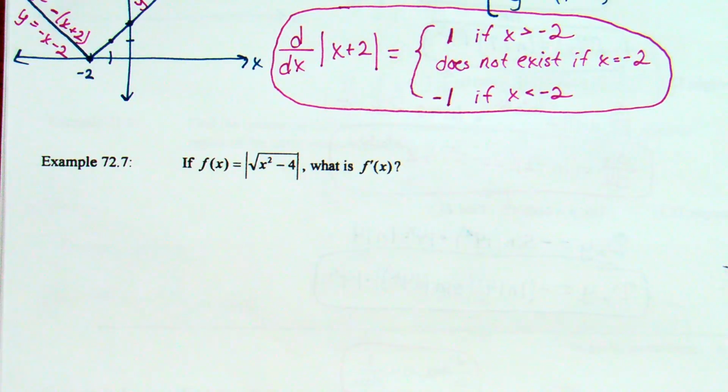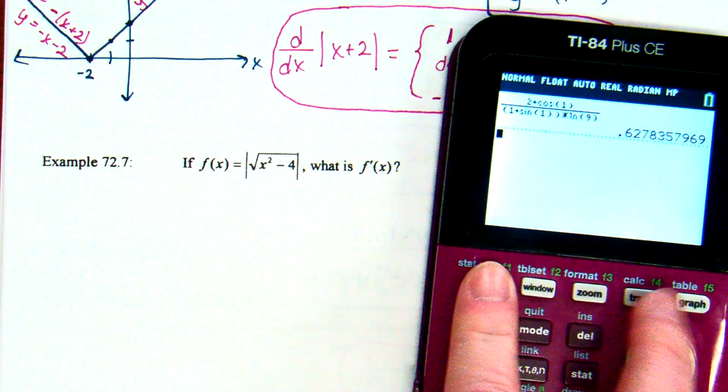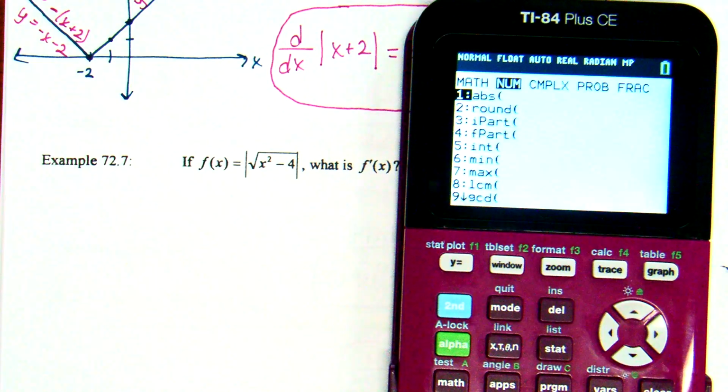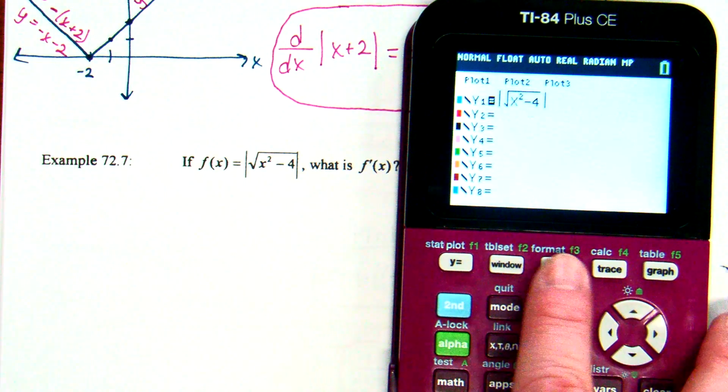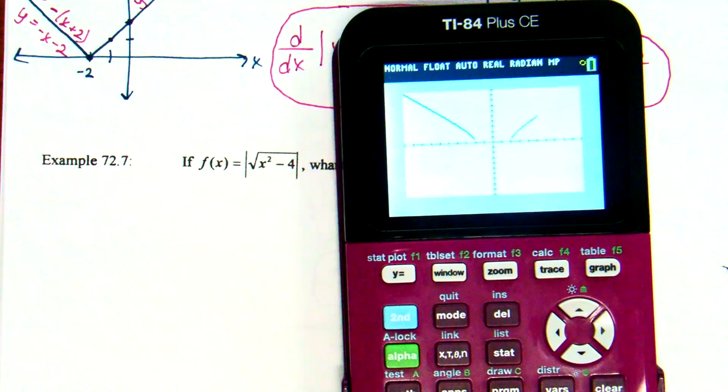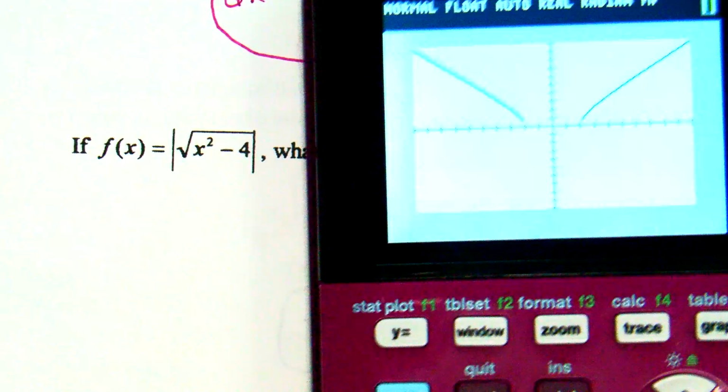So, let's see. Square root of x squared minus 4. Before we even put the absolute value on there, can you visualize the square root of x squared minus 4? Good answer. And now keeping in mind it's the absolute value, so it's only the positive variations. Where's absolute value? There it is. And this is one where I would encourage you to look at a calculator so you can see what's going on here. Can you see that?